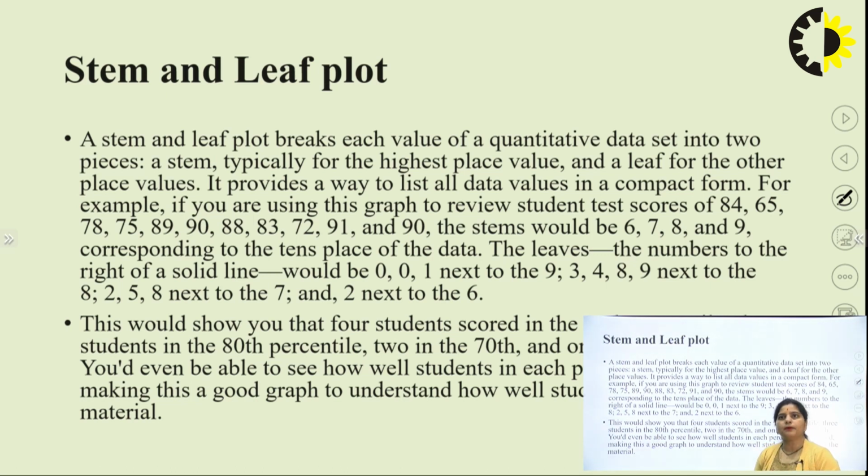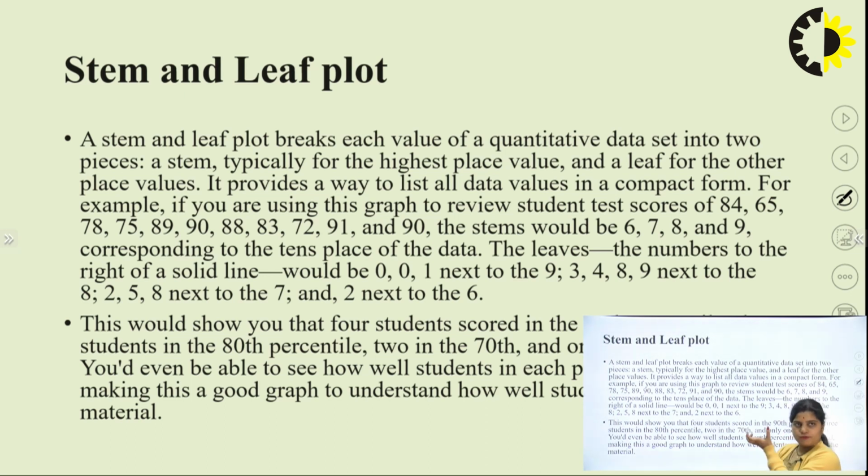It is also used to represent quantitative data, but what it does is simply break each value of the quantitative data set into two pieces. One is known as the stem, which is typically used to represent the highest place value, and the leaf is for the other place values. So it basically provides a list of data values in a compact form.